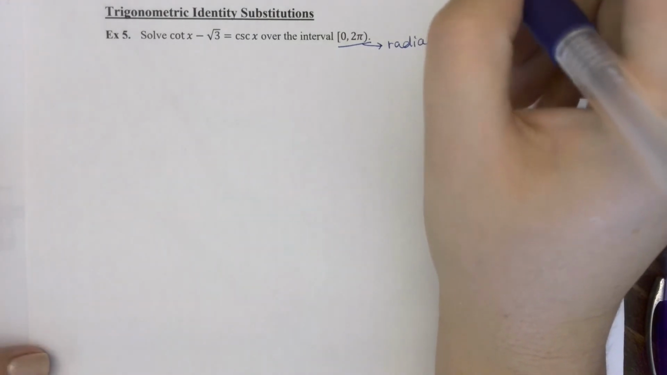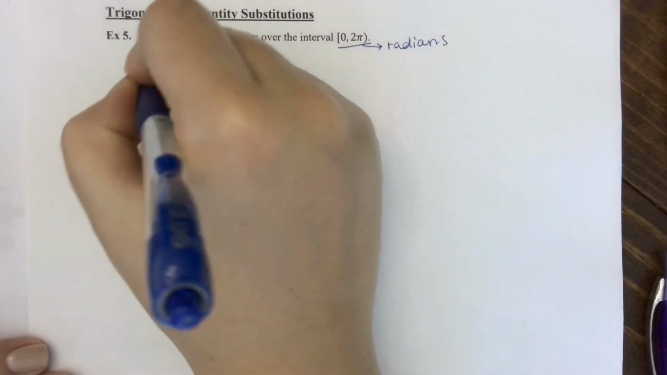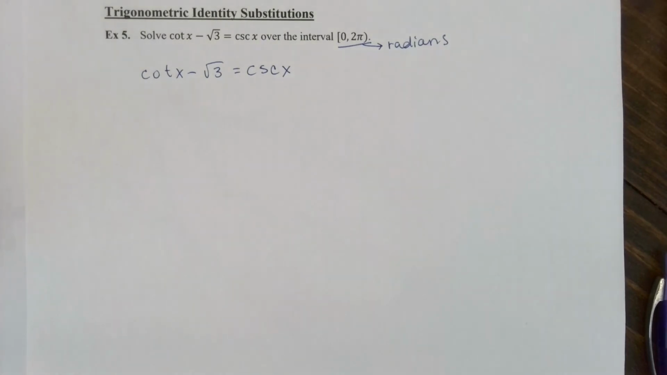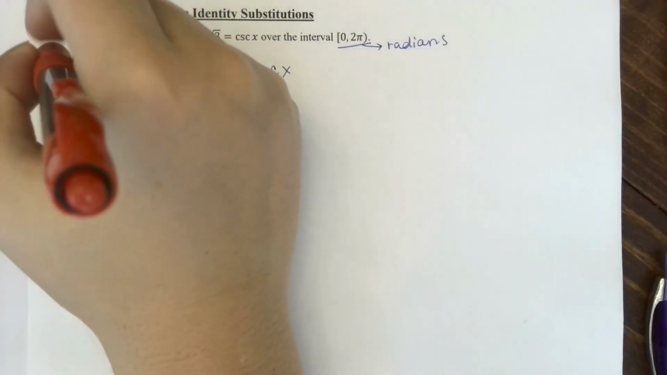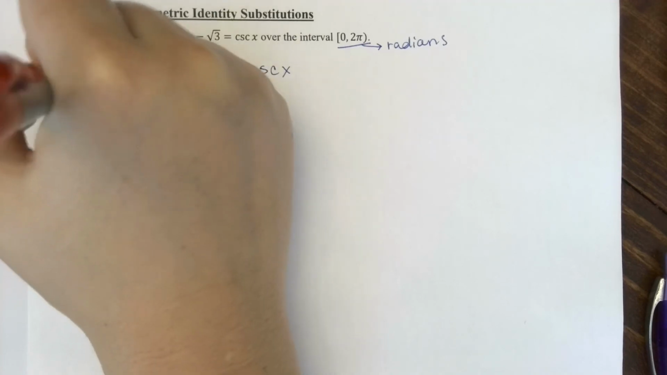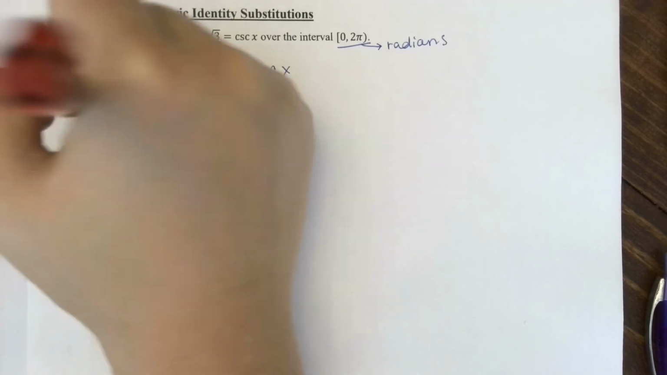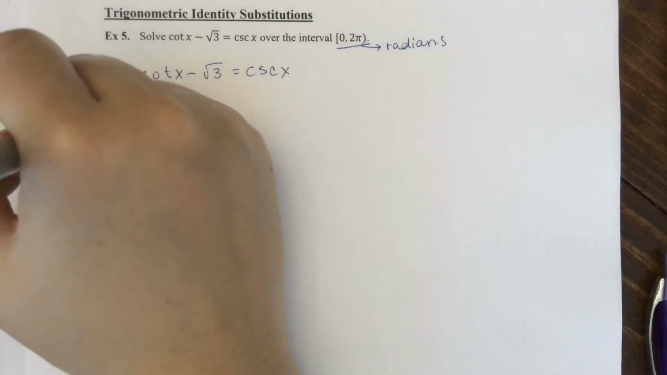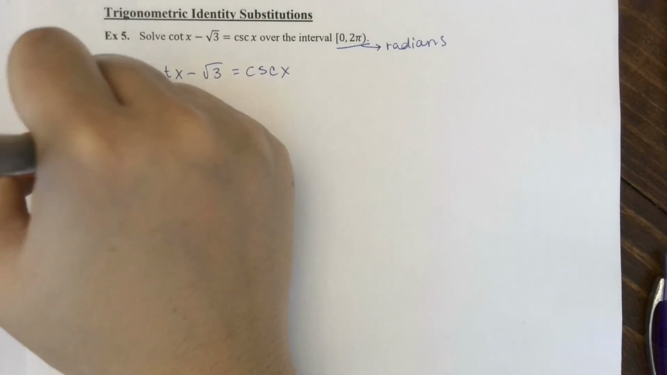Alright, so for this, so we have cotangent x minus square root of 3 equals cosecant x. Okay, there's nothing here that is factorable. So another step that we are going to use is squaring both sides of the equation. Okay, if we square both sides of the equation, then we have to check our answers. Okay, so must check answers.